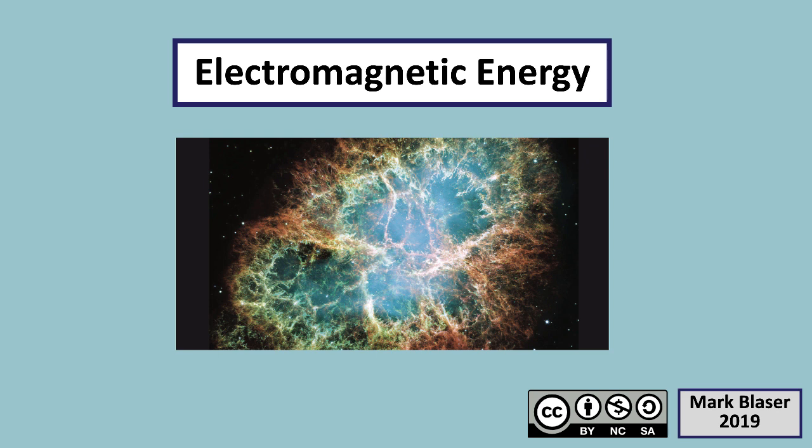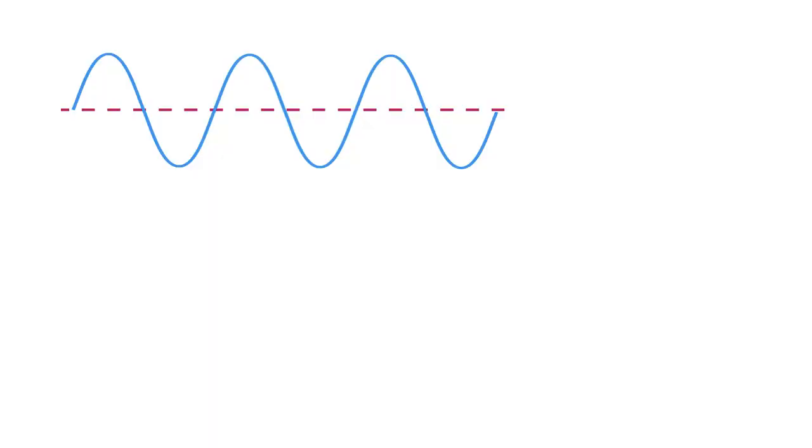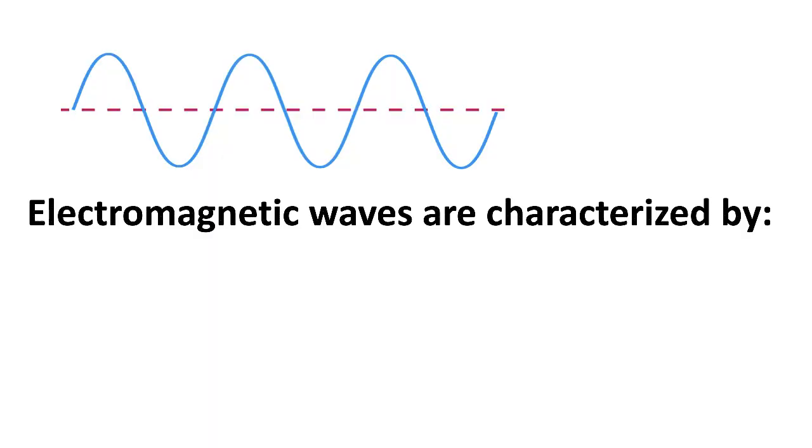Welcome to a screencast on electromagnetic energy. Electromagnetic waves are sinusoidal waves that have both an electric and a magnetic component. Here we're showing just one of them. They oscillate up and down, and they're characterized by several things.